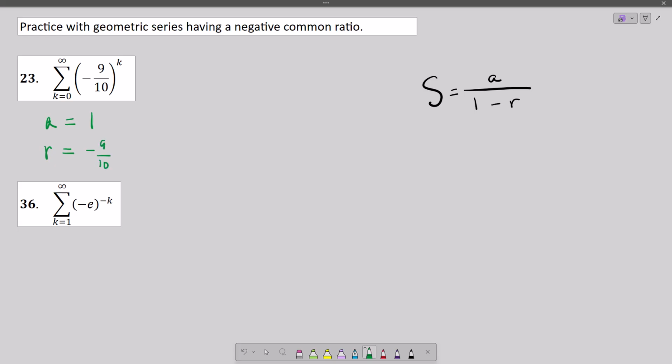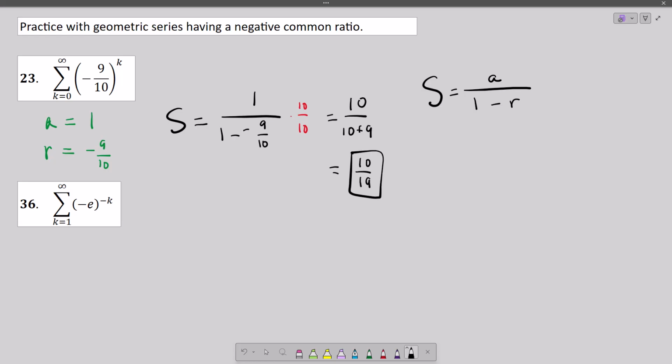So our sum is not so hard, right? It's just going to be 1 divided by 1 minus 9/10. And if you multiply by 10 over 10, you're going to end up with 10 divided by, 10 goes here and it cancels that out. Over here you get 10 plus 9, so you get 10/19. That'll be the sum.